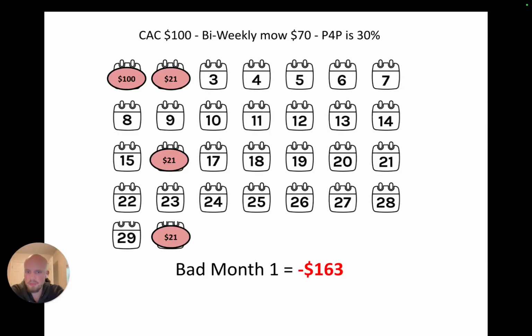So here's a couple examples. This is basically what was happening in Huntersville. For this example, we're just going to keep it the same across the board. Customer acquisition cost of $100, a biweekly mow of 70, and a team earning 30% on P for P. So on day one of the month, we spend $100 to get a customer. The next day, we go out and mow the lawn. That costs us $21 on P for P. Two weeks later, mow the lawn again, $21. Two weeks later, $21. Okay. At the end of month one, we have spent $163 acquiring this customer. We're negative 163.